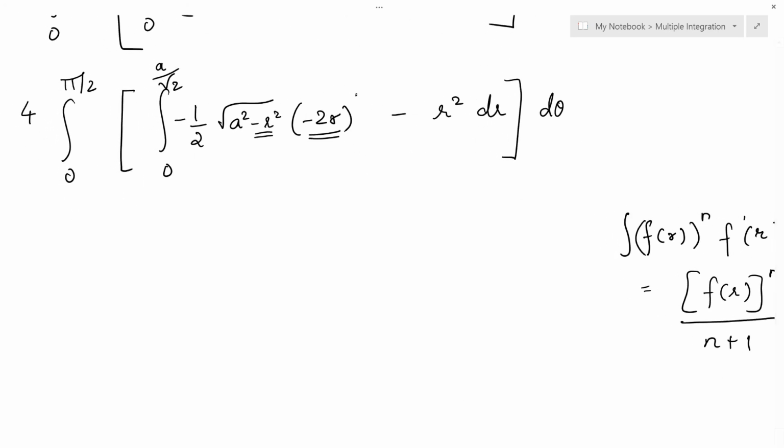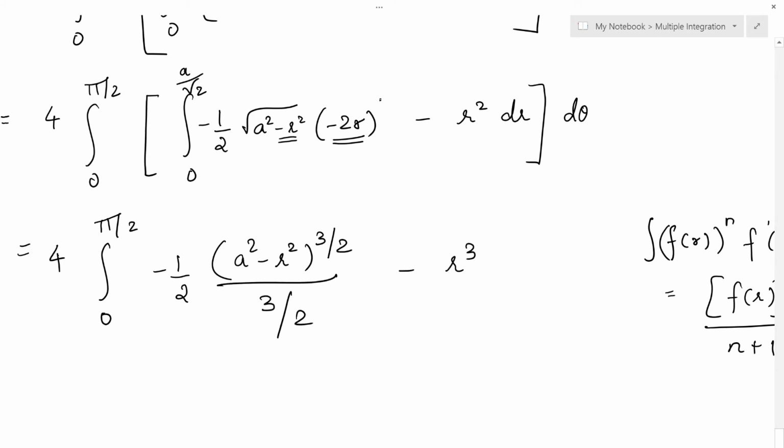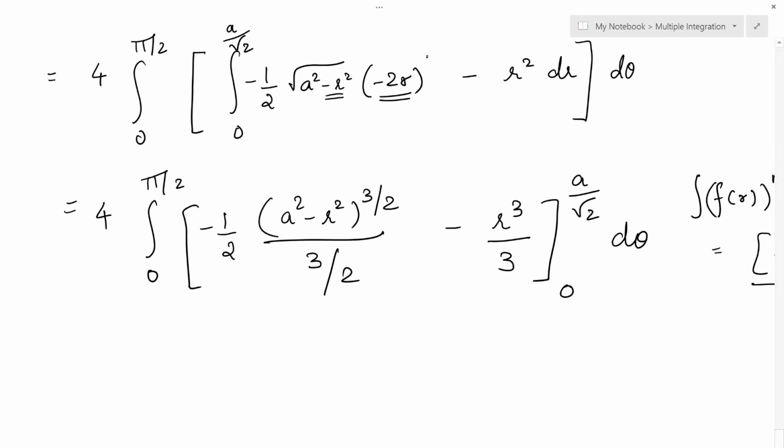Okay, so using this formula will give me 4 into 0 to pi by 2. It is minus 1 by 2. Okay, so that is a square minus r square to the 3 by 2 upon 3 by 2, minus r cube by 3. The limits of integration are 0 to a by root 2. Okay, so let's substitute the upper limit and the lower limit. Here integration is with respect to theta. So that is 4 integration 0 to pi by 2 d theta into, let me substitute the limits.